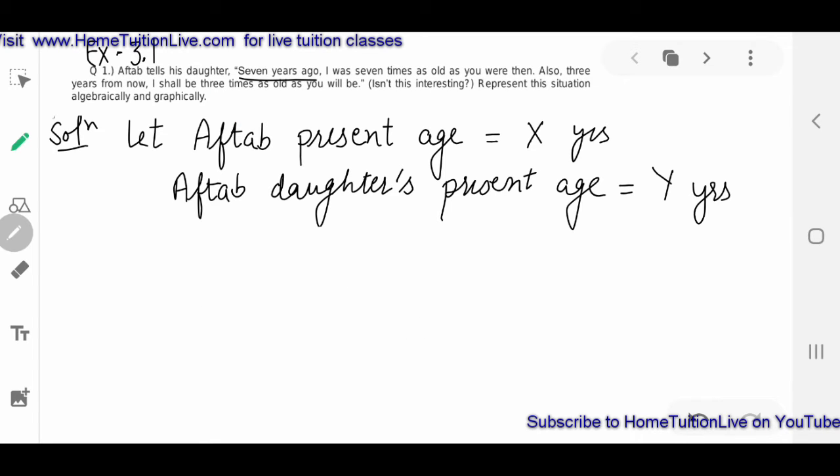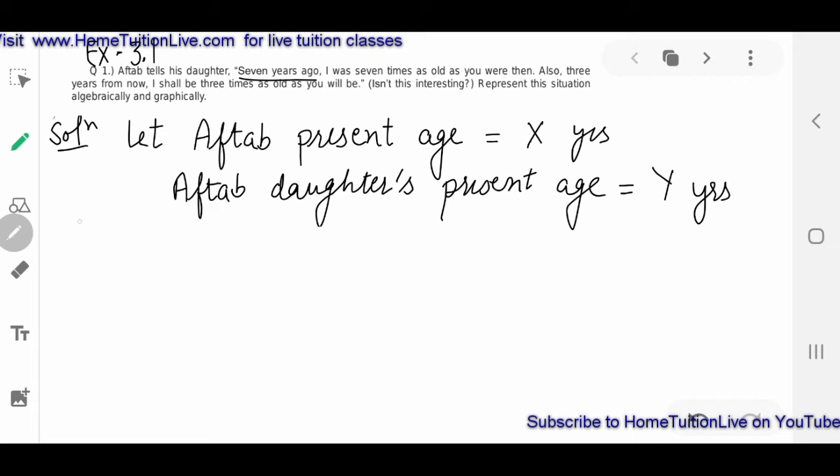In front of us, we have question 1 of exercise 3.1. Aftab tells his daughter, 7 years ago, I was 7 times as old as you were then. Also, 3 years from now, I shall be 3 times as old as you will be. So, represent this equation algebraically and graphically. Let Aftab's present age be x years and Aftab's daughter's present age be y years.